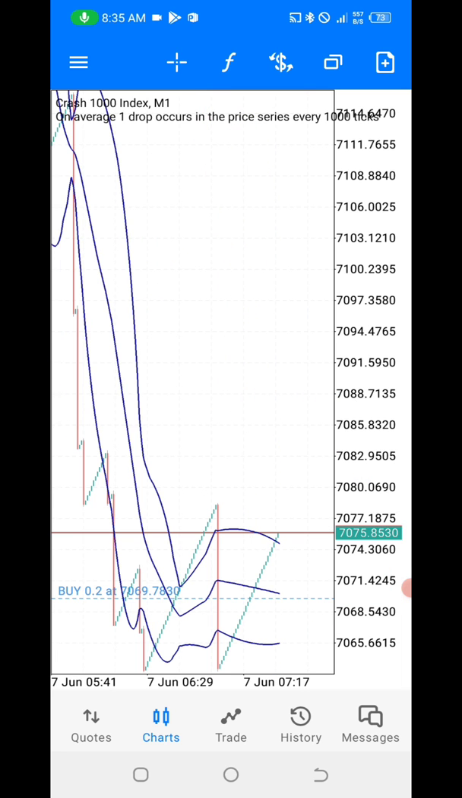Let's count. Okay, the 15th candlestick is complete. It's complete because it's already 8:35, and we have taken 15 candlesticks, and nothing is still happening.